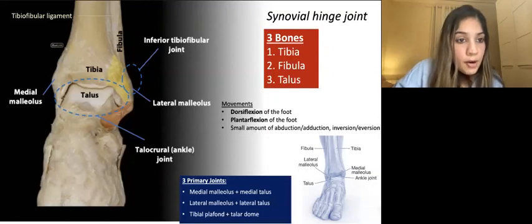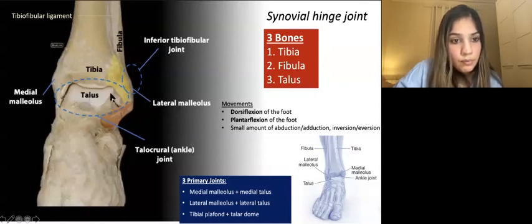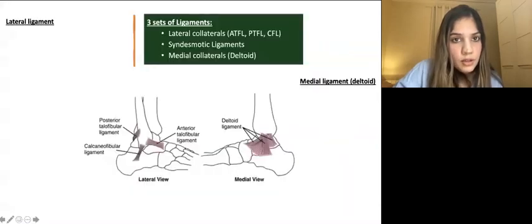And there are three primary joints that are formed in the ankle. The medial malleolus and the medial talus are one joint, the lateral malleolus and the lateral talus, and the tibial plafond and the talar dome, just this area. So we'll just quickly go over the ligaments of the ankles. You've got mainly the lateral collateral ligaments, the medial collateral ligaments, and the syndesmotic ligaments.